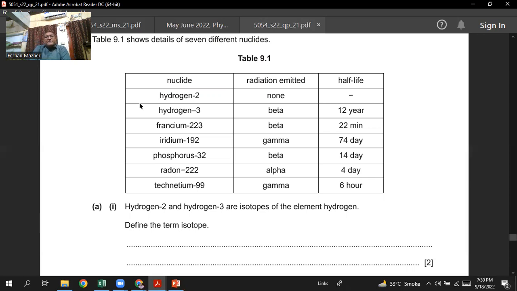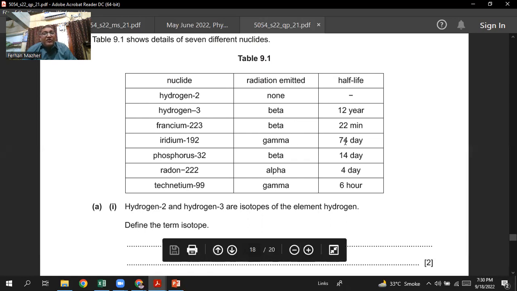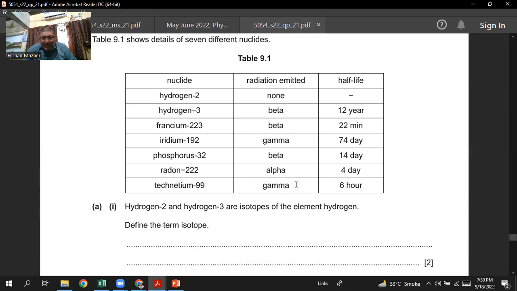Beta appears in only two places in the table. Its half-life is 12 years in one case. Here we have beta for 22 minutes, here gamma for 74 days, here beta for 14 days, and here gamma for 6 hours. So it will be better if I use the gamma source which has 6 hours. Technetium will be the better option. It is giving out gamma rays, and its half-life is 6 hours.